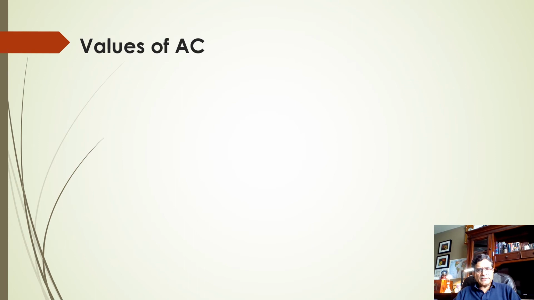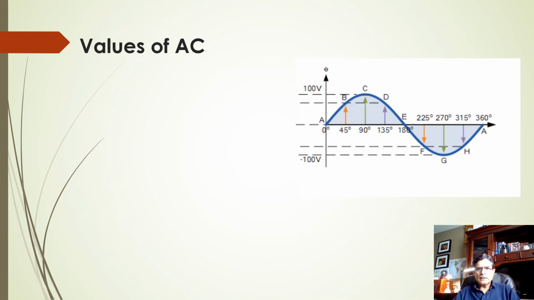So we are coming to the close of the video, so we'll talk about the values of AC. We have seen this diagram of the sine wave of alternating current already, with a positive voltage of 100 volts and a negative voltage of 100 volts. And this is a half cycle, and this is the remaining half cycle. So from A to A, it is 360 degrees, and this is one cycle of AC.